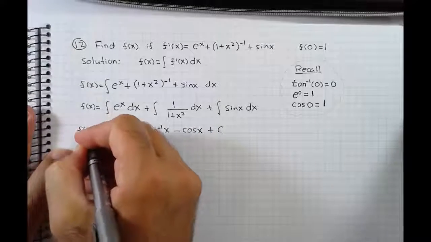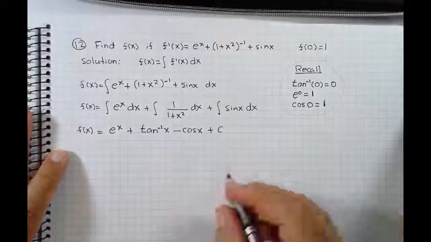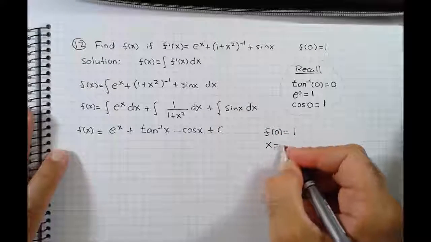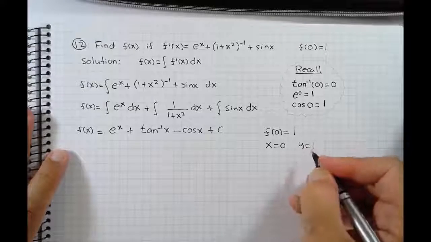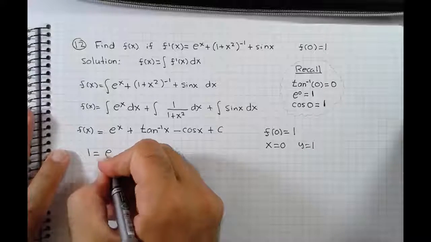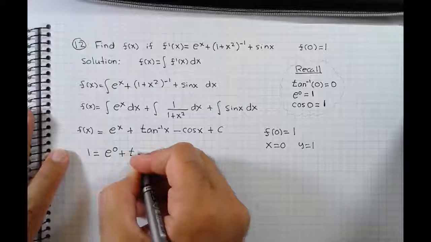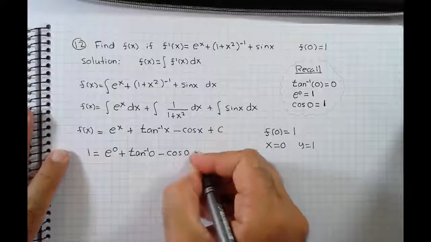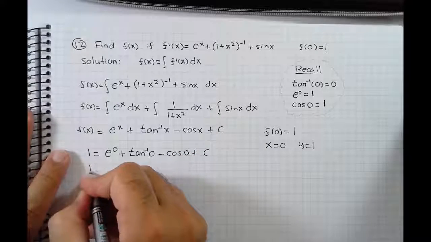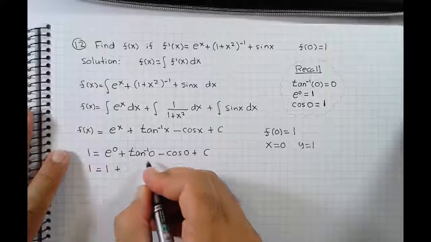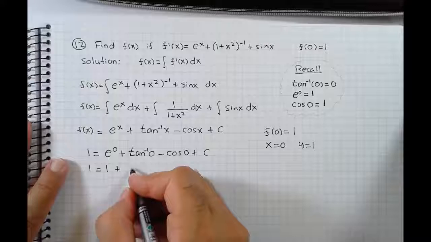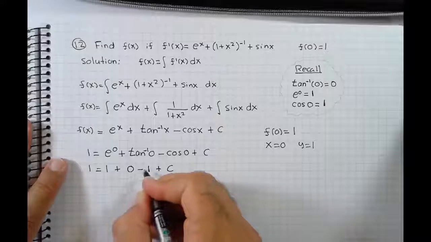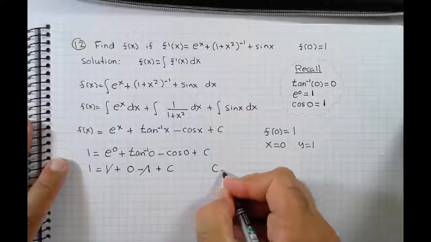That's the function. But we need to solve for the constant c. So let's use the initial value f of 0 is equal to 1. This means when x is 0, y is equal to 1. 1 is equal to e to the 0 plus tan inverse of 0 minus cos of 0 plus c. E to the 0 is just 1. Tan inverse of 0 is saying what is the angle whose tangent is 0? That is just 0. Minus cos of 0 is minus 1, plus c. 1 minus 1 cancels, giving us c is equal to 1.